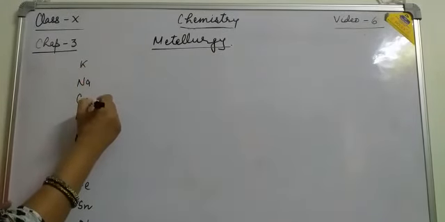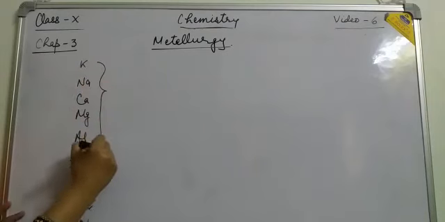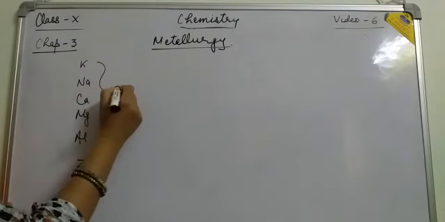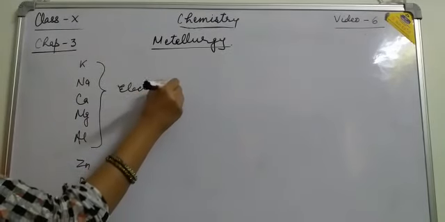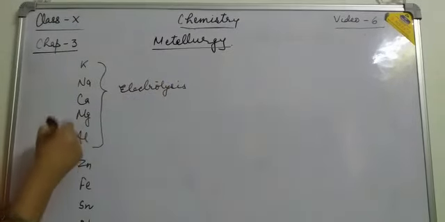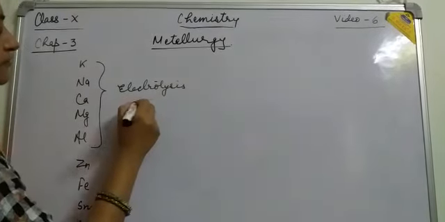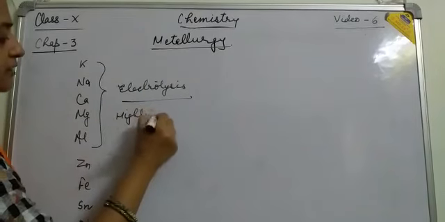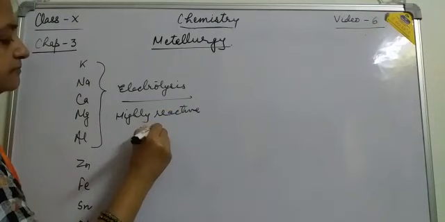Potassium, sodium, calcium, magnesium, and aluminum: the extraction of these metals will be done by electrolysis, because these metals are highly reactive metals.